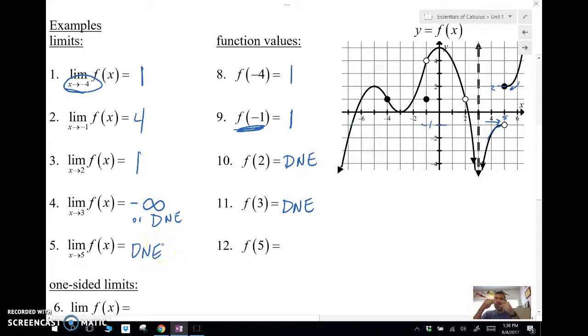It has to go to the same y value. It's got to approach the same number. F of 5 is going to be 2, because this is where the solid dot is.